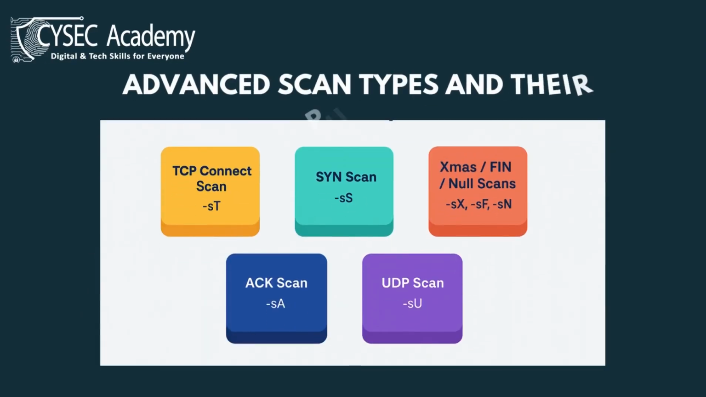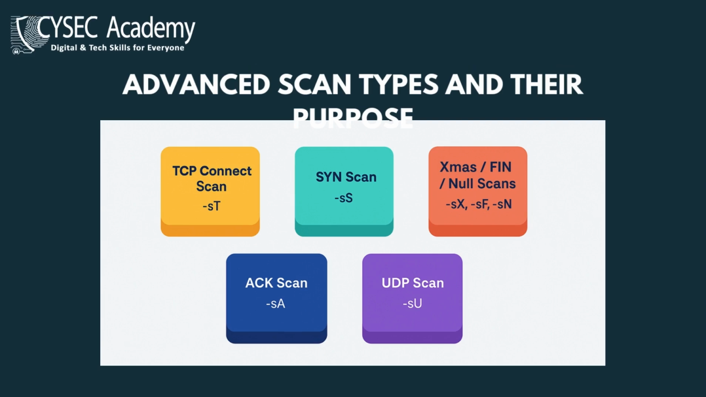Advanced scan types and their purpose. Knowing scan types helps you choose the right method and reduce detection by IDS and firewalls. Use quieter scans when stealth matters and louder scans when you have permission and stealth is not required. There are 5 different scan types to know. 1. TCP Connect Scan, -sT. 2. SYN Scan, -sS. 3. Christmas, FIN, and Null scans, -sX, -sF, -sN. 4. ACK scan, -sA. 5. UDP scan, -sU. Let's take a look at each of them.